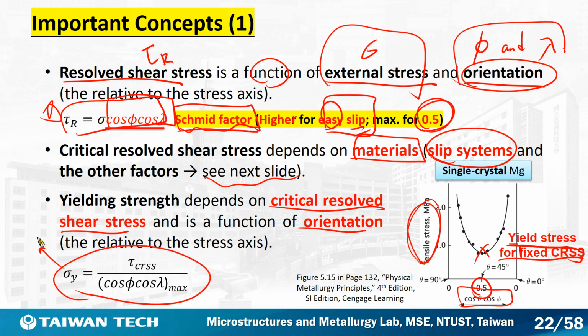This one is the yield strength, and it depends on tau CRSS, and also this one depends on materials. And also this one depends on the orientations. For the same materials, we will have the same tau CRSS. But if we change the crystal orientation here, we can also change the sigma y here. Okay?